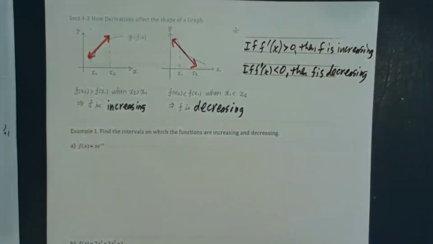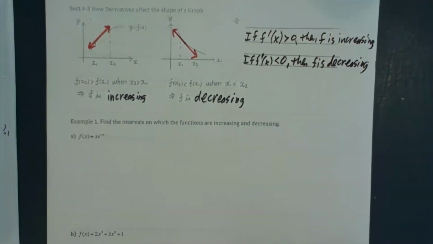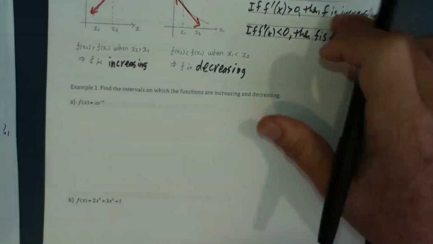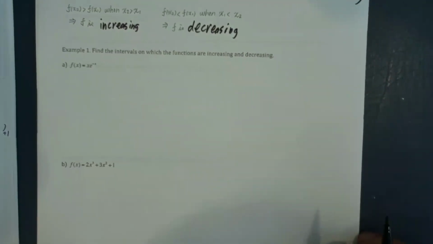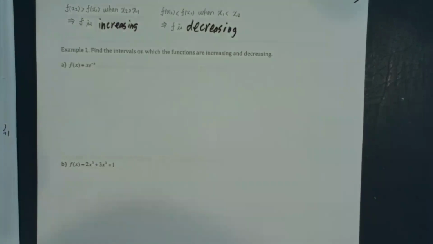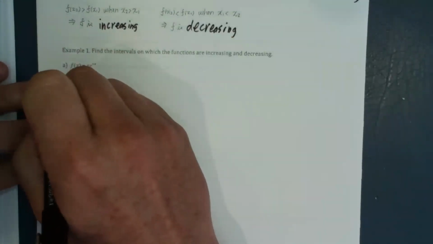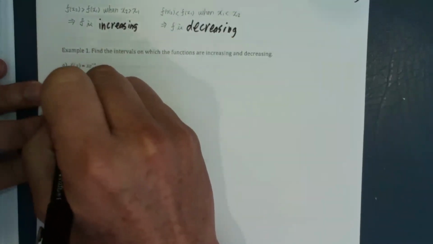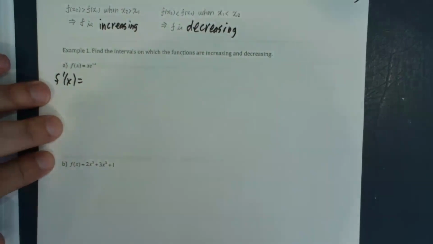Let's go ahead and take a couple of minutes and do some examples of that, keeping that in mind. We're going to find the intervals on which the functions are increasing and decreasing. First thing I have to do is take the first derivative. I'm going to have to use product rule here because I have two functions of x.